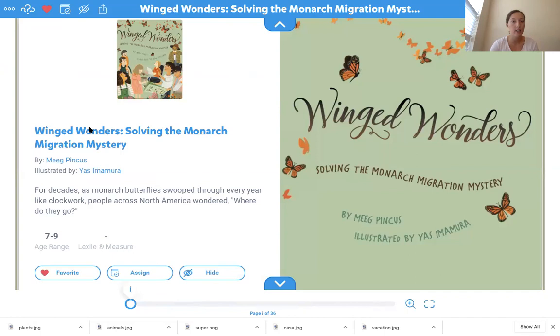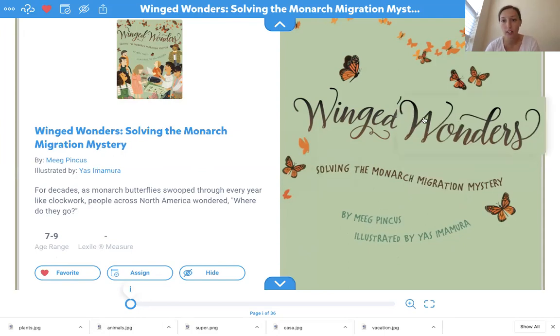We see here the title as well as the author. So I'm going to read you the title and the author, and then we are going to listen to the story. You guys can also see there at the bottom that it says favorite with a little red heart. If the heart is not red, that means that you did not click favorite. So if you want to save something as your favorite, when you look in your library and start to read it like this, the heart will be red. But we're going to go ahead and start reading Winged Wonders, Solving the Monarch Migration Mystery by Meg Pincus and illustrated by Yaz Inamura.